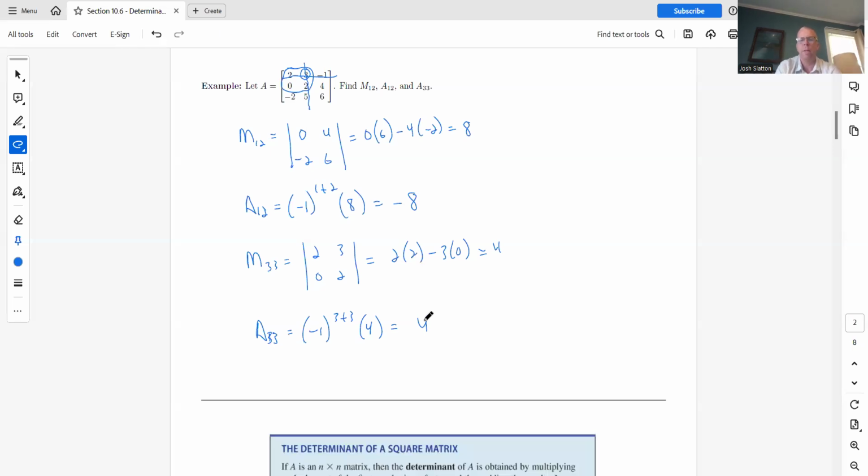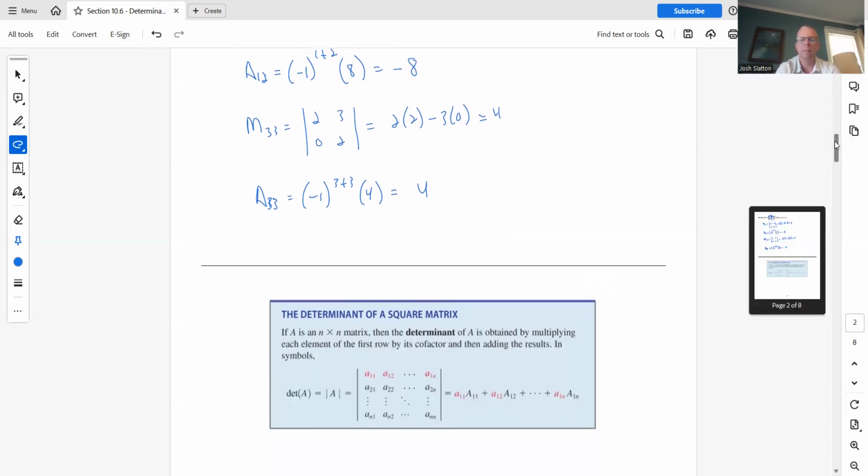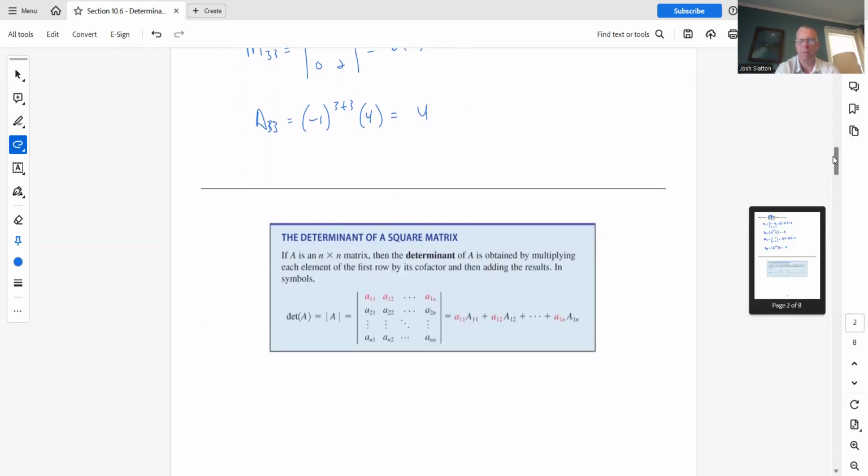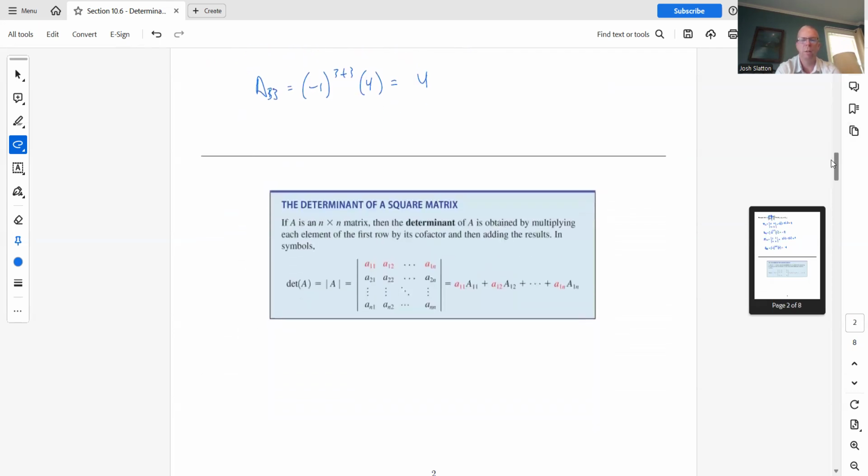Okay, so this is kind of how we find determinants of bigger matrices. You're really just finding 2 by 2 determinants over and over again, and then adding them together in some way, which we're going to see here in a second. So the determinant of any square matrix is essentially finding, and you can pick any row or you can pick any column. So typically you just pick the first row, although it could be more convenient to pick another row, which we'll see.